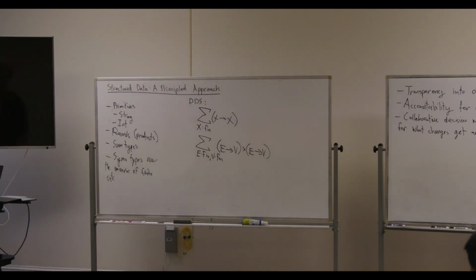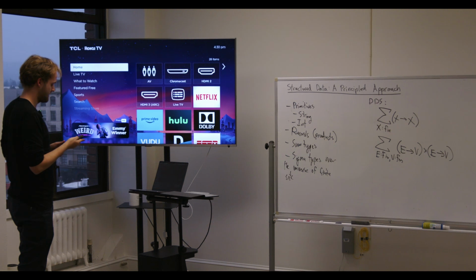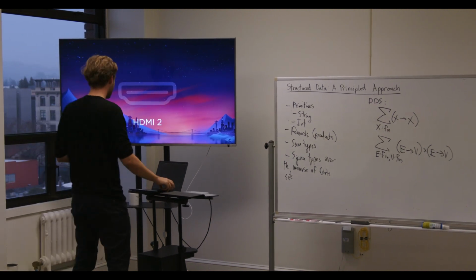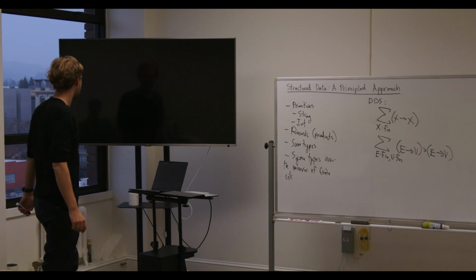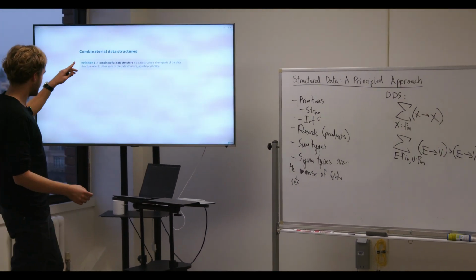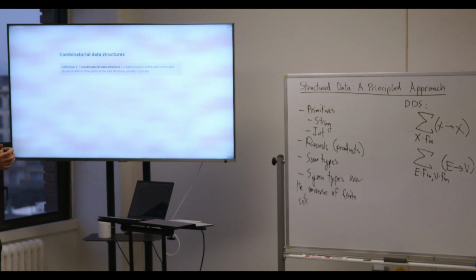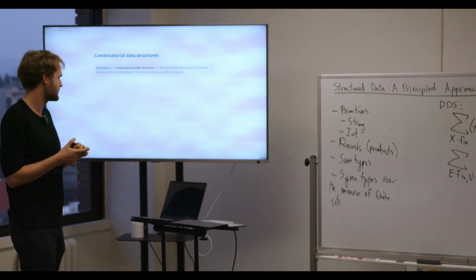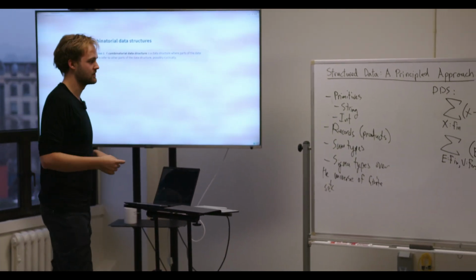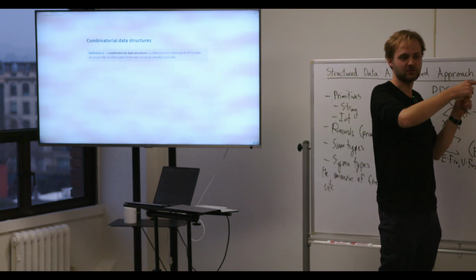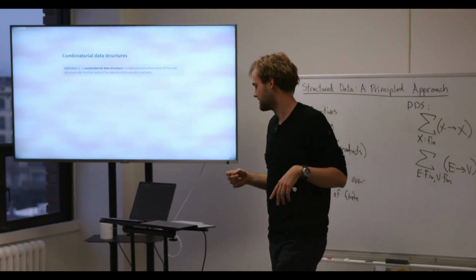So let me give you some more examples of such data structures. Okay, so I like to call these combinatorial data structures. It's a data structure where parts of the data structure refer to other parts of the data structure, possibly in a cyclic manner. So we have cyclicity here, where in a discrete dynamical system, there could be a loop that goes around.